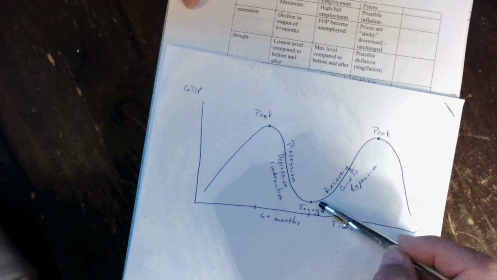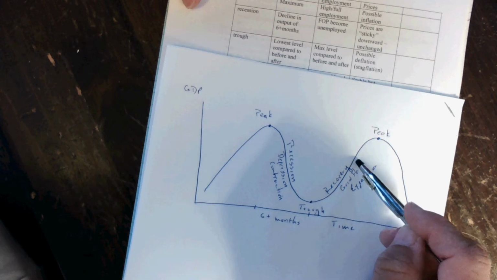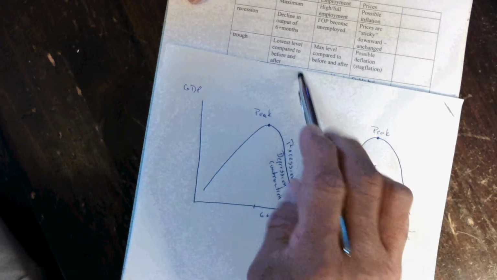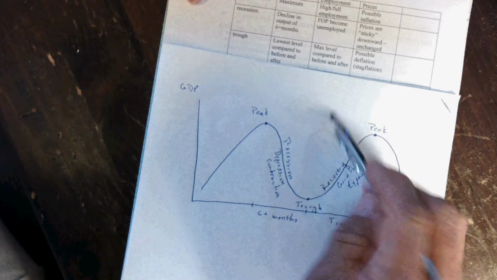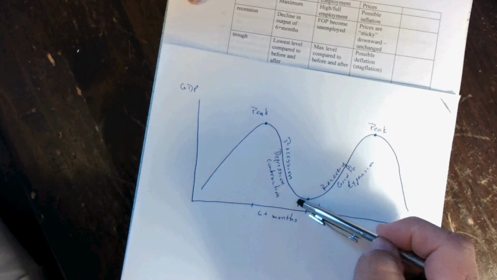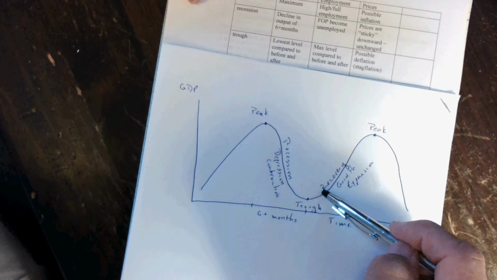A trough is a period of time where the recession ends and a period of growth occurs. It's the lowest point compared to before and after. And it's the maximum level compared to, so unemployment will be at its lowest level here. Unemployment will be at its highest.